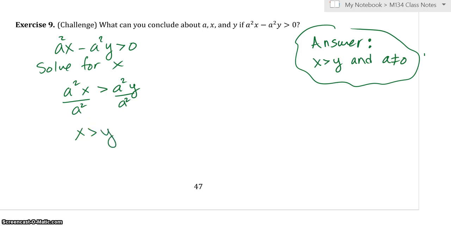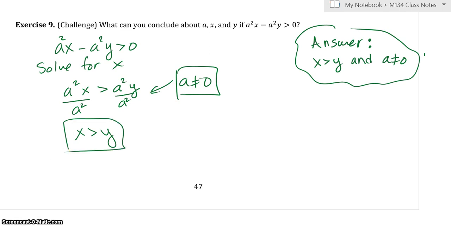And then you got the other part. X is bigger than y. So right here, a cannot be 0. Right here, the answer, x has to be bigger than y. Hope that helps.